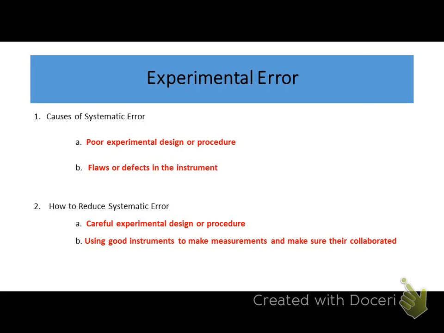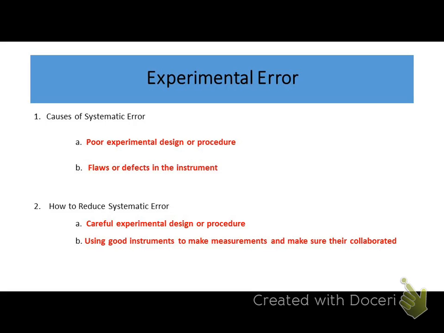How does systematic error occur? What are the causes? Well, the biggest thing is poor experimental design or procedure. If you design a bad experiment, you're going to get a load of systematic error. So don't do it. Flaws or defects in instruments will cause systematic errors. So if our instrument isn't running correctly, we'll get systematic error, which will affect our accuracy.